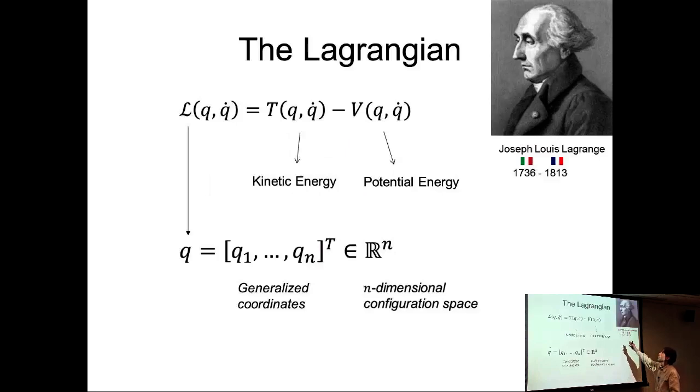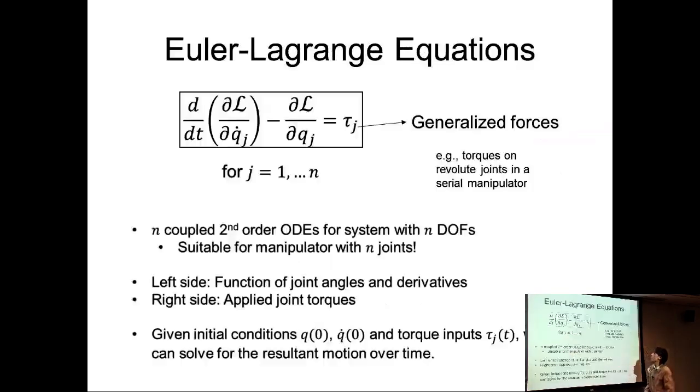Recall last time, we introduced the Lagrangian. The Lagrangian is simply the difference between kinetic energy and potential energy. It's a function of your generalized coordinates. So for an n degree of freedom system, you'll have n generalized coordinates. But it's a function of your generalized coordinates as well as its velocities. The way we derive the equations of motion is that we differentiate the Lagrangian with respect to each generalized coordinate velocity and differentiate that with respect to time, and then subtract from that the derivative of the Lagrangian with respect to that particular generalized coordinate.